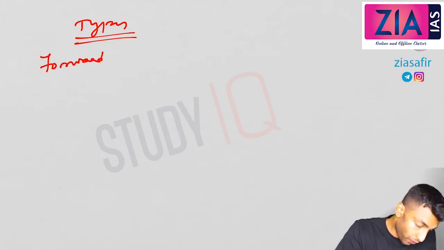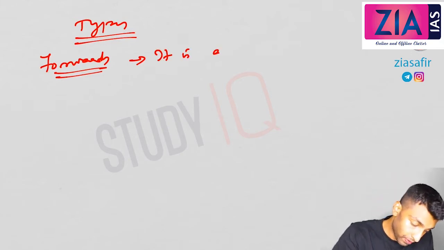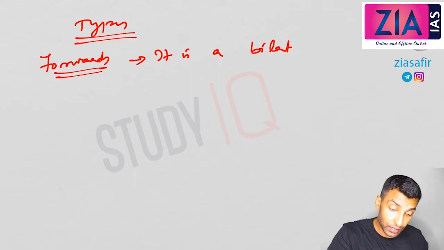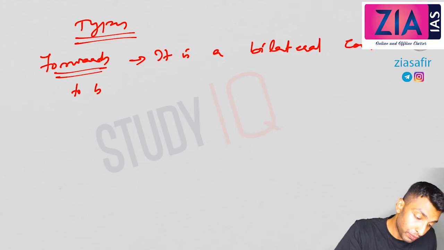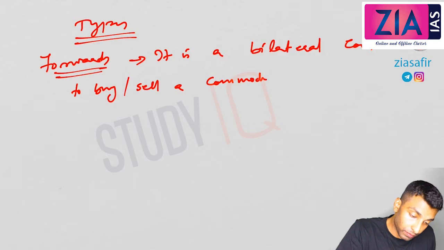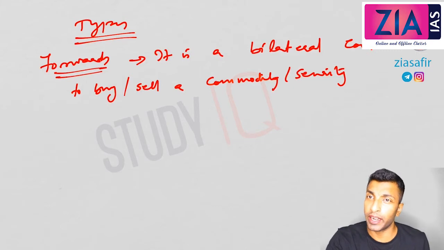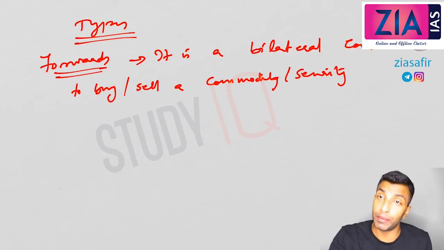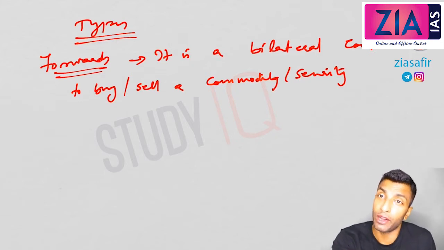So forwards, let me write down the definition first and I'll explain. It is a bilateral contract to buy or sell a commodity or security. It can be commodity futures, or it can be security futures, like those based on equity: Reliance futures, Manappuram futures, Tata Steel futures. Okay, so these derive their value from the share.